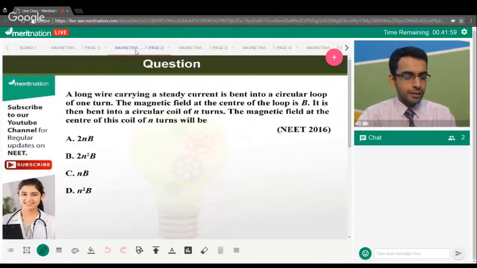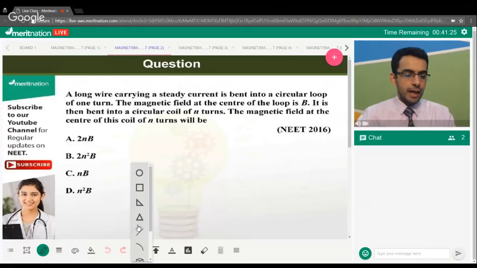So the question is, a long wire carrying a steady current is bent into a circular loop of 1 turn. The magnetic field at the center of the loop is capital B. It is then bent into a circular loop of n turns. The magnetic field at the center of the coil of n turns will be.